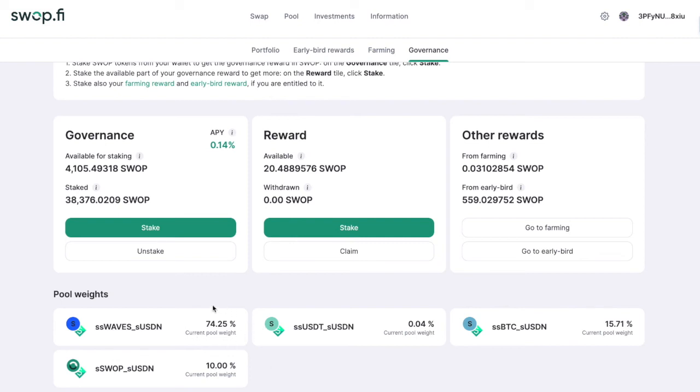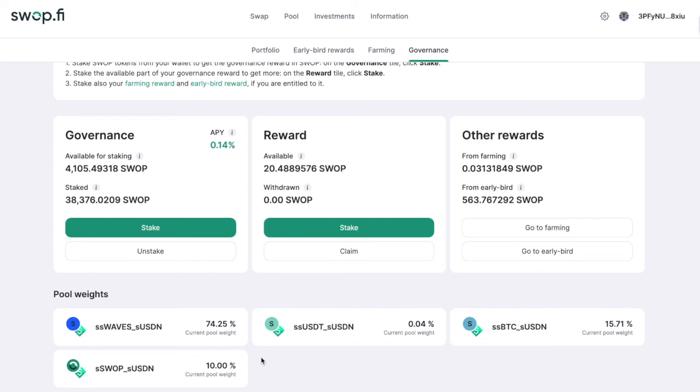In our example, the Waves USDN pool has 74% of weight. So let's say the smart contract will buy 100 Swap tokens from the Swap USDN pool, and it will distribute 100 Swap tokens to liquidity providers in all pools. But liquidity providers in the Waves USDN pool will get 74 Swap tokens, 74.25.